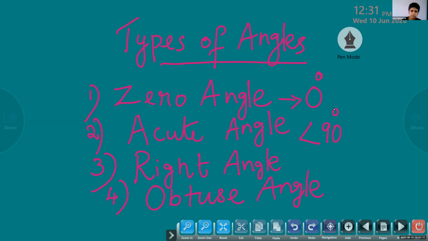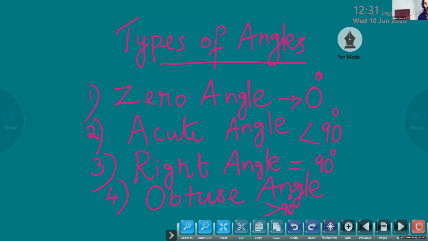Yes, so acute angle will be less than 90 degree. Right angle, the degree measure will be equal to 90 degree. Now, obtuse angle, 135, more than 90 degree, greater than 90 degree. So, types of angles, you have to remember these names.